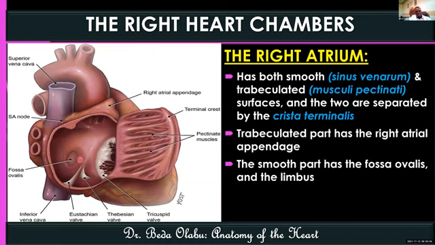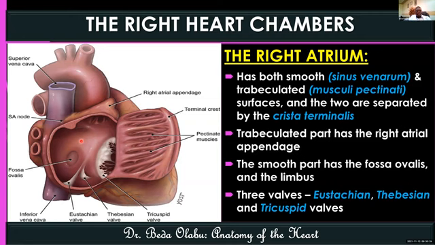So that's the limbus. When you look at fetal circulation and cardiovascular changes at birth, we'll elaborate on the concept of fossa ovalis and the concept of the limbus more. Apart from that, the right atrium contains some 3 valves within it. We have the Eustachian valve. The Eustachian valve is the valve that guides the opening of the inferior vena cava.